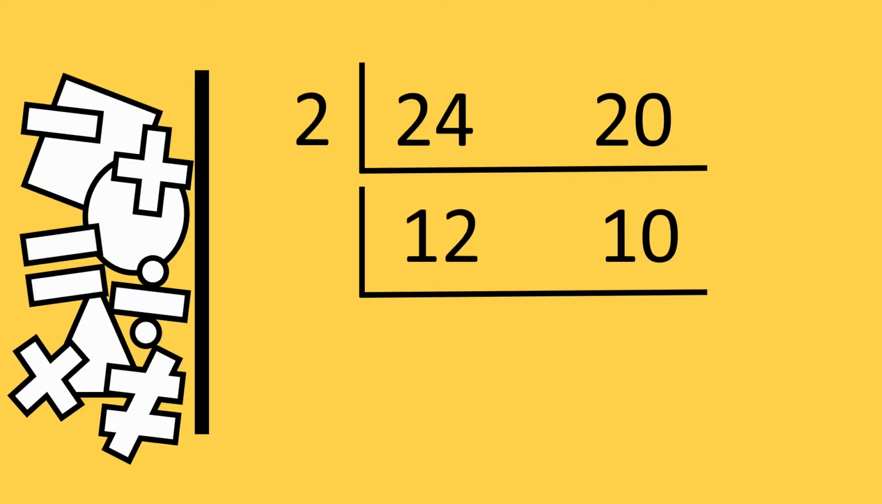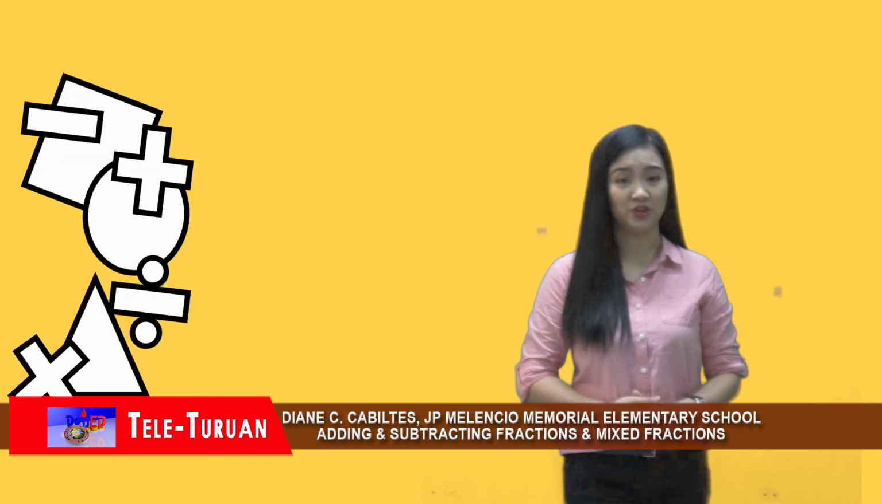24 divided by 2 is 12. 20 divided by 2 is 10. Step 4. Continue the process until none of the numbers have a common divisor. 2 is a prime number that can divide 12 and 10. 12 divided by 2 is 6. 10 divided by 2 is 5. 6 and 5 are relatively prime, so that's the end of the continuous division.